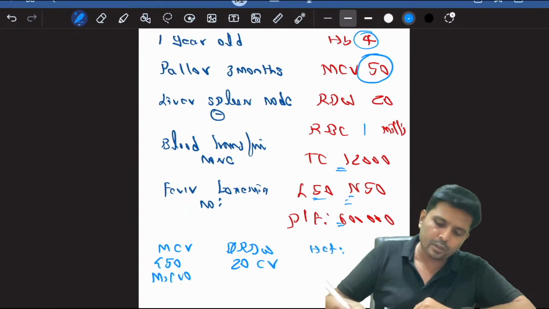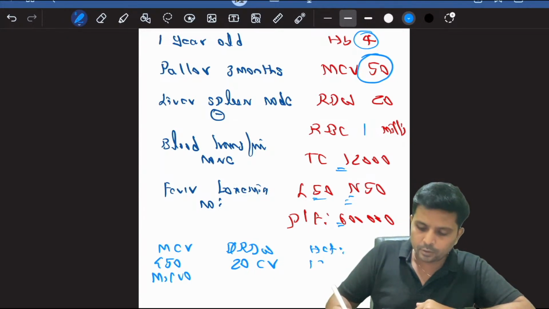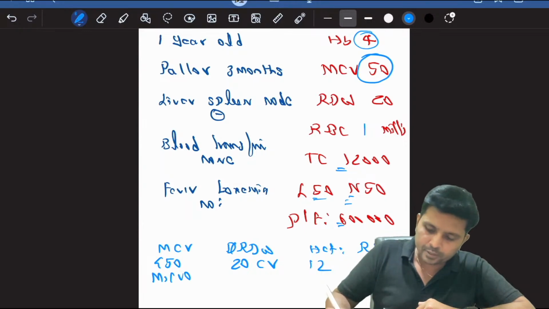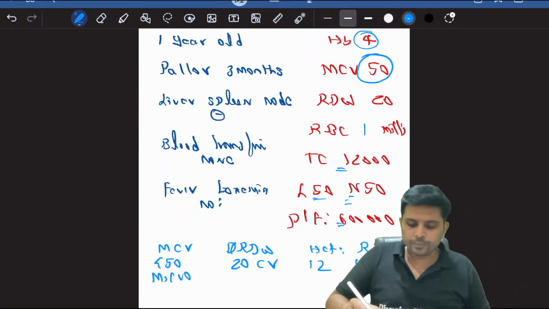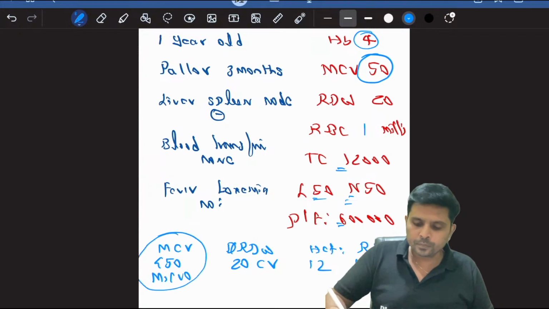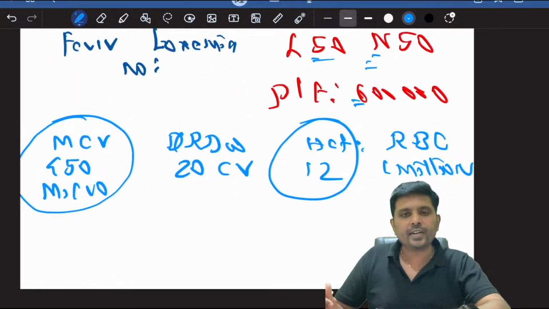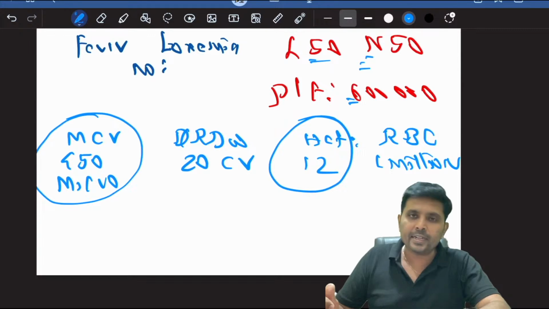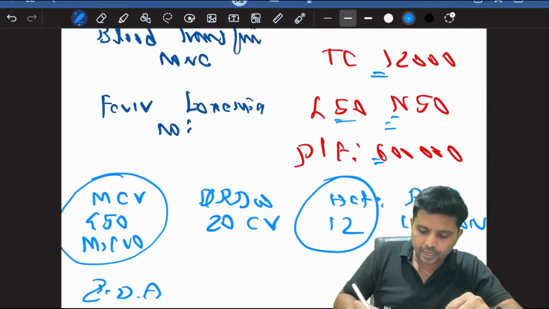What is the hematocrit? Hemoglobin 4 means hematocrit 12. What is the RBC number? RBC number is just 1 million. So now you have the rule of 3. When MCV is low, hematocrit is low, and RBC is low, when all these three are proportionately decreased, it is iron deficiency anemia.